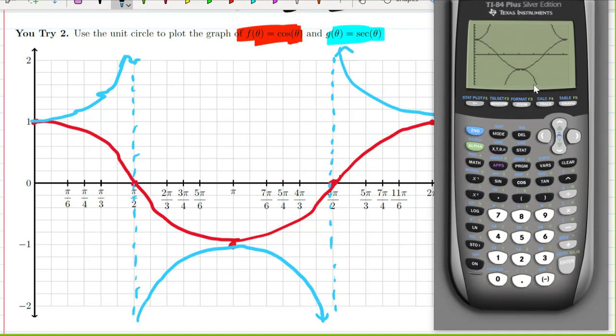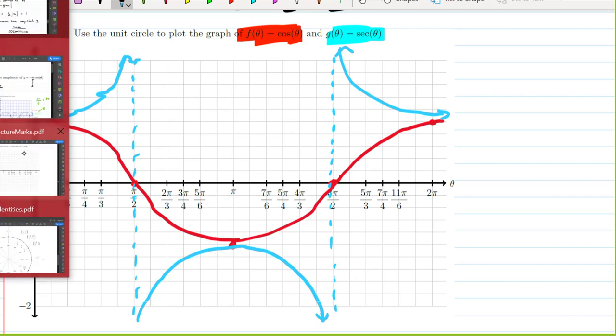Alright, so just remember, our graphing device is only ever going to have sines, cosines, and tangents. If we need secant, we have to use 1 over cosine. If we need cosecant, it would be 1 over sine, and cotangent would be 1 over tangent.